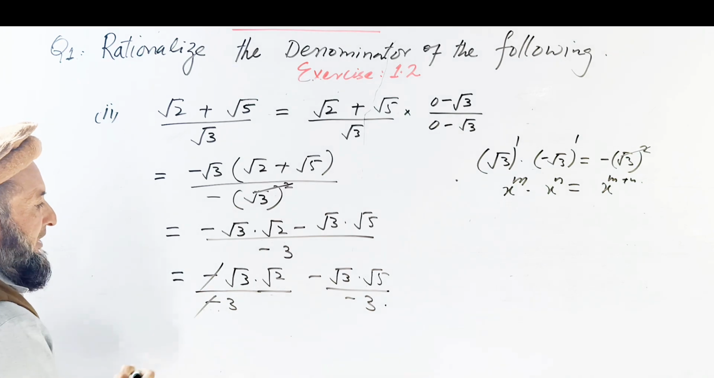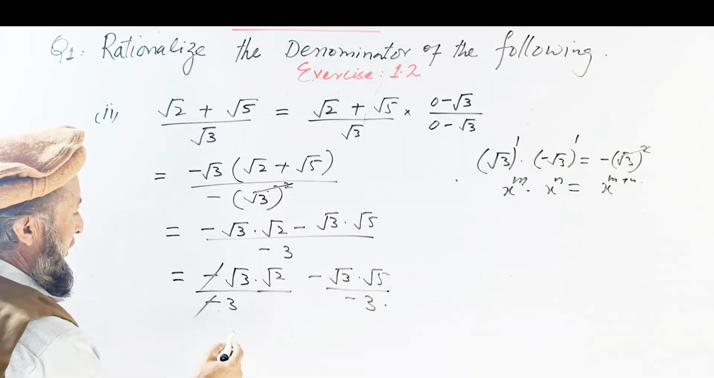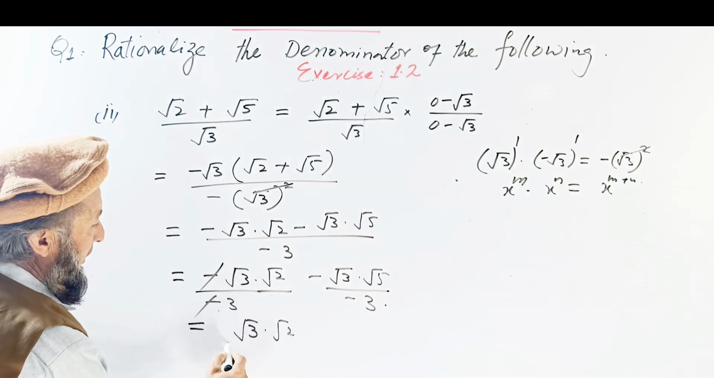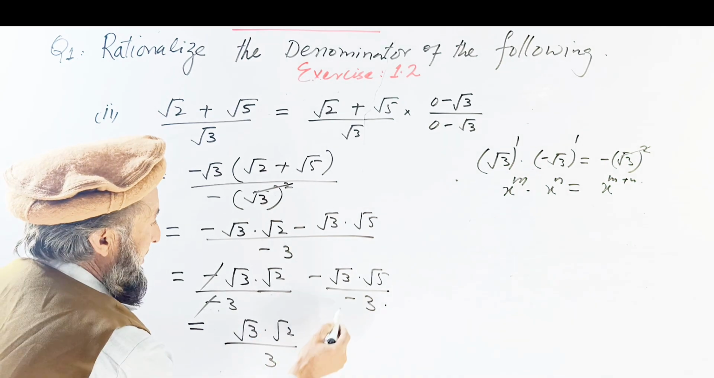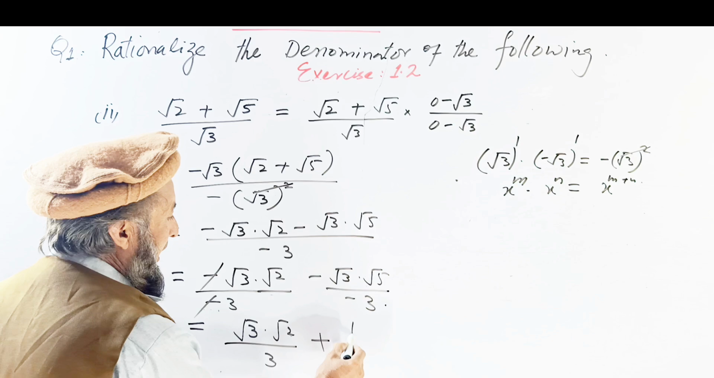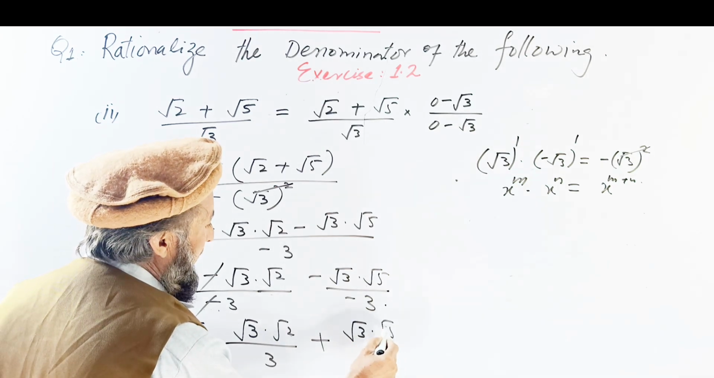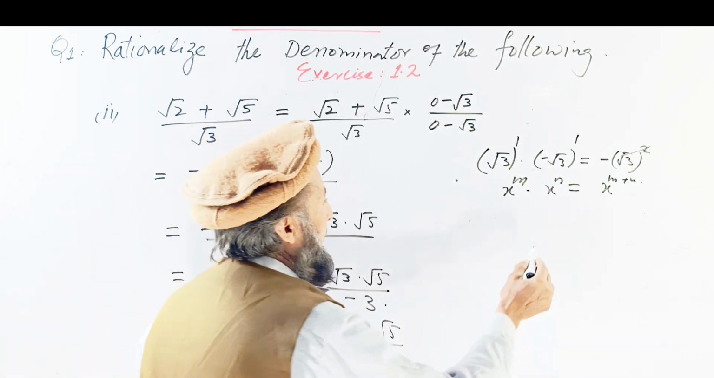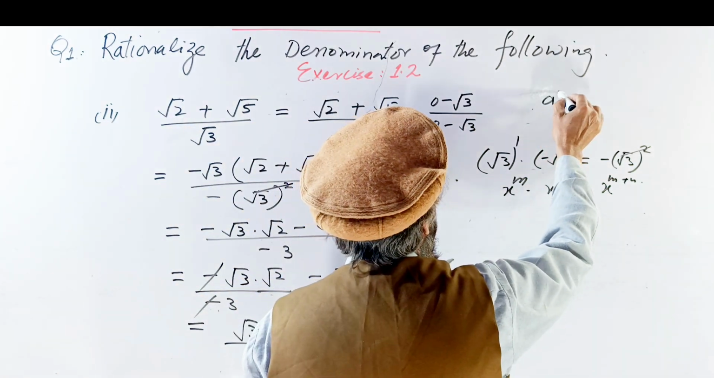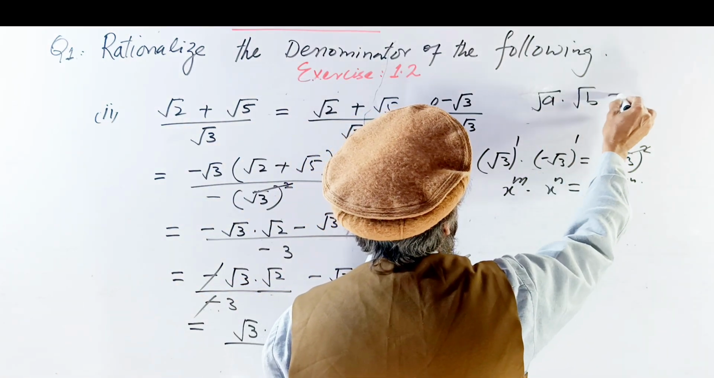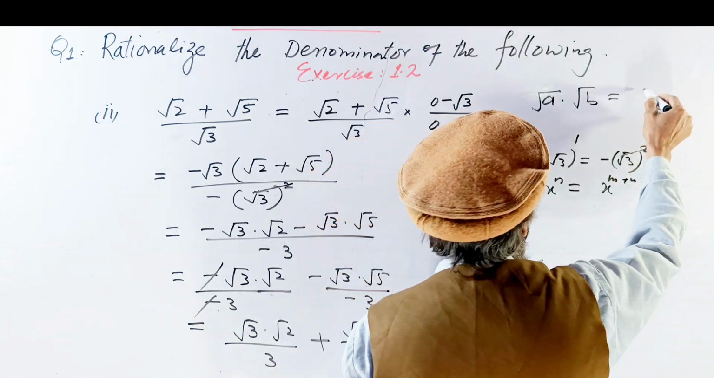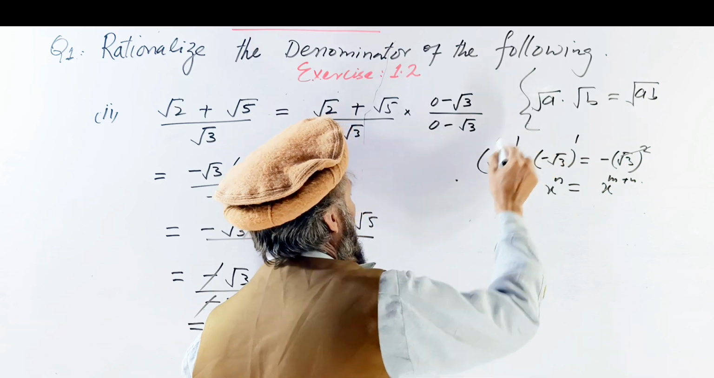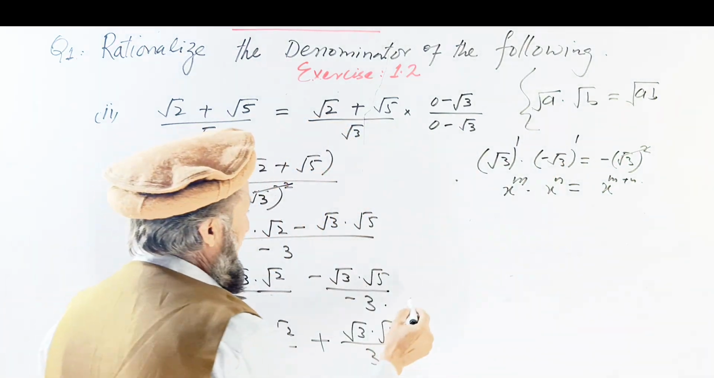Now this minus is cancelled and this minus is changed into positive. We can write minus 3 under the root and 2 under the root divided by 3, minus and minus plus 3 under the root and 5 under the root divided by 3. Now similarly, according to the property, we have the property a square root and b square root. According to the square root property, we can write this will be ab square root. According to this property, we can write this question.